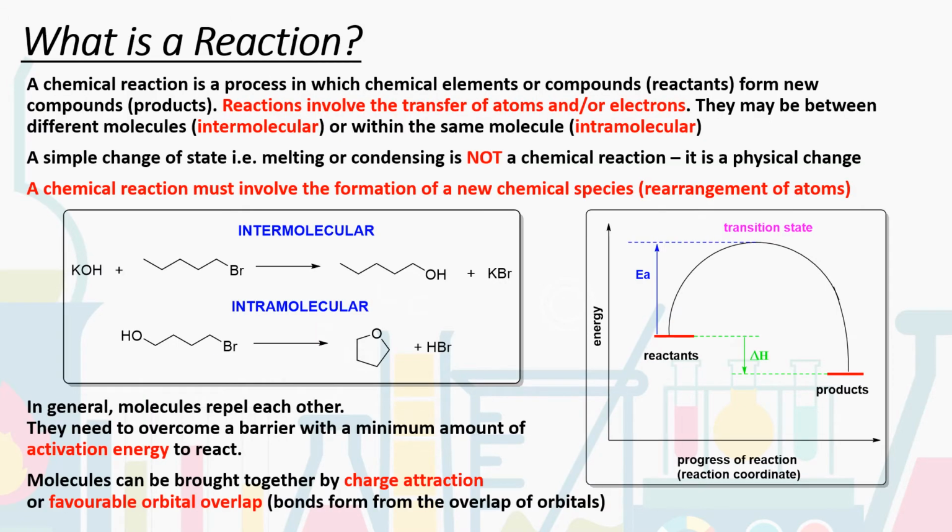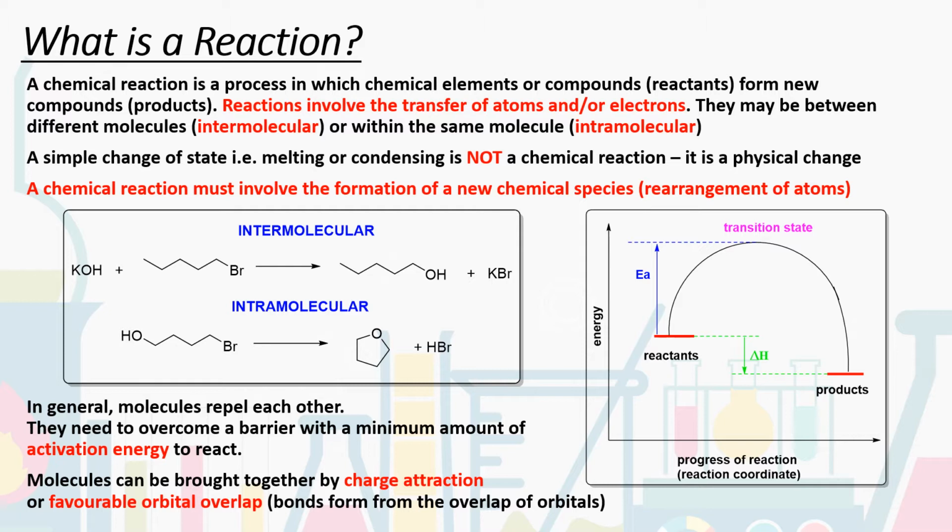So the first thing really to say, before we go into what a mechanism is, is to talk about what a chemical reaction is. A chemical reaction is a process in which chemical elements or compounds, i.e. what we call the reactants, form new compounds, what we call the products. And these reactions involve the transfer of atoms and/or electrons.